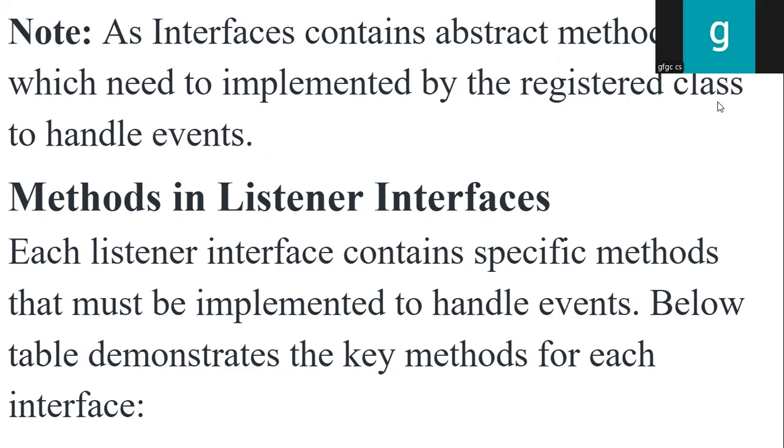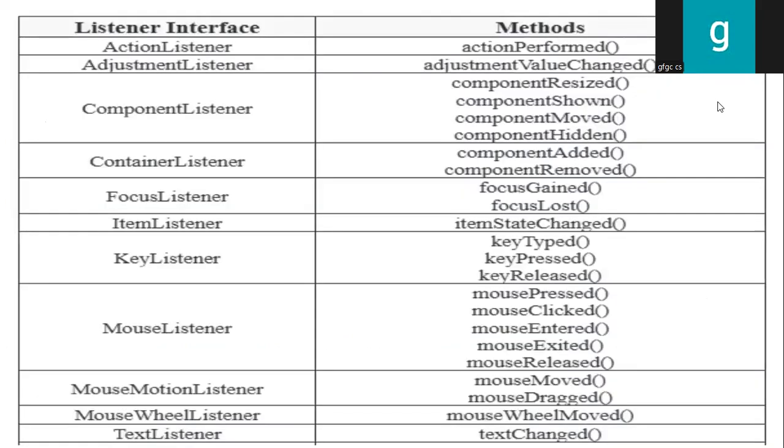An interface contains abstract methods which need to be implemented by the registered class to handle the event. Methods in listener interfaces: each listener interface contains a specific method that must be implemented to handle an event. The table below demonstrates the key methods for each interface. Here I have shown the listener interfaces and their methods in a table. The first listener is action listener. For that we need only one method, actionPerformed.